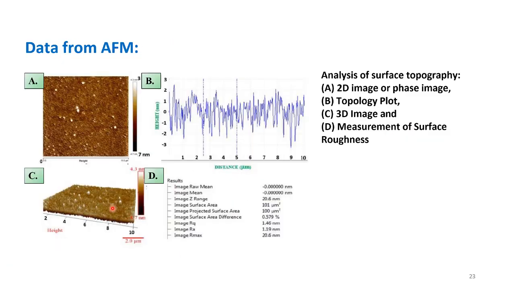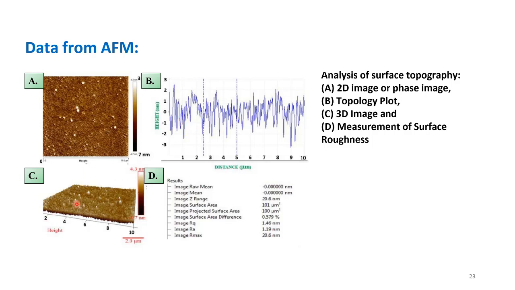So this is one example of an AFM image. As you can see in figure A, we are not able to observe any heights, etc. This is just a 2D image. And plot B shows the height, how it is varying in a particular plane. So if I put a line over here, I will get this kind of topology plot. So this shows the height of my sample.